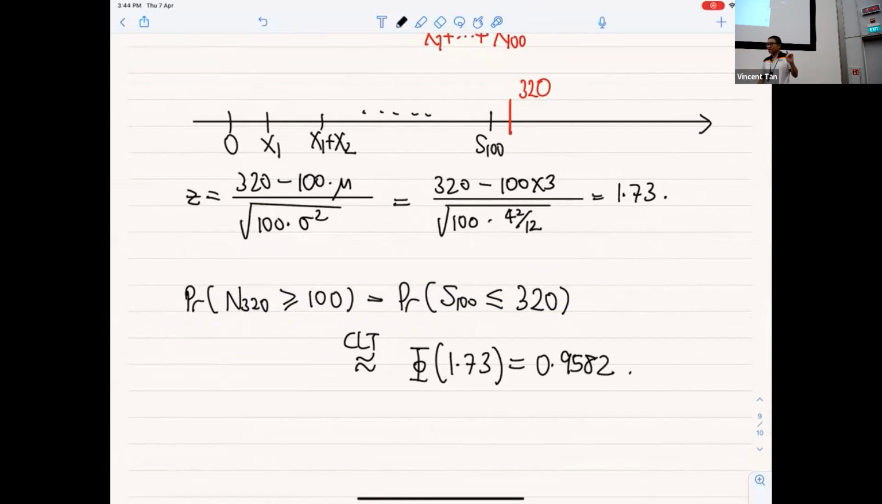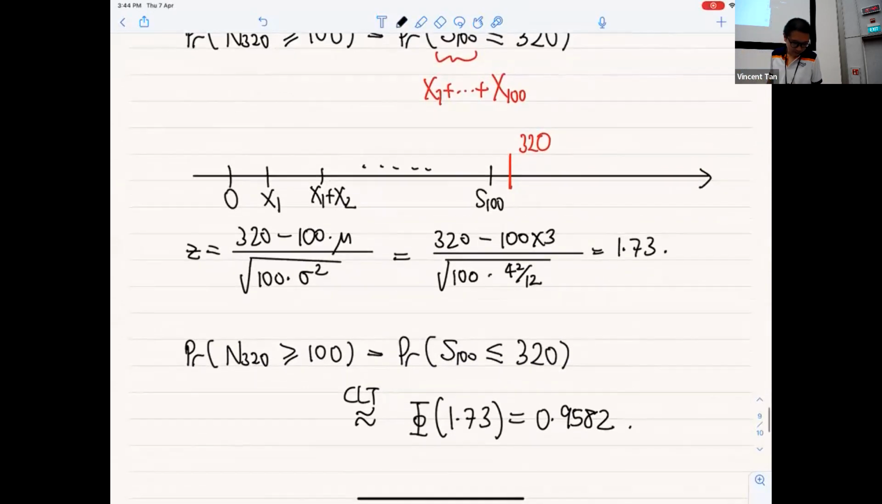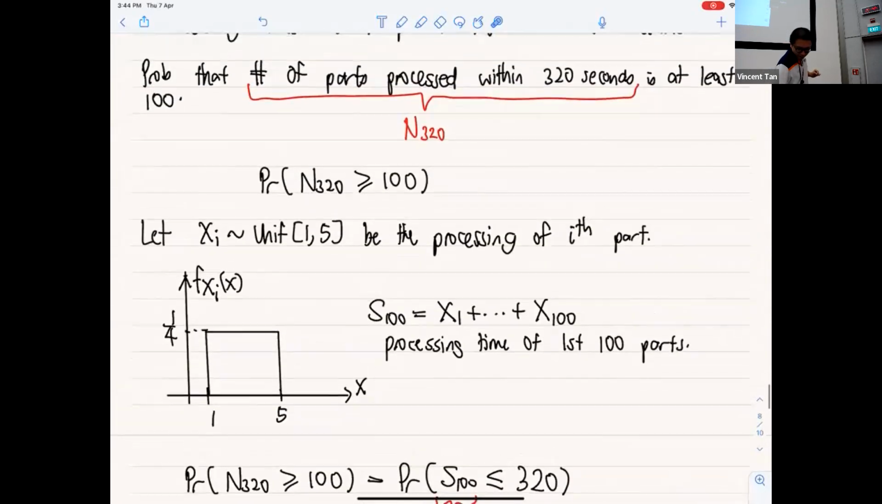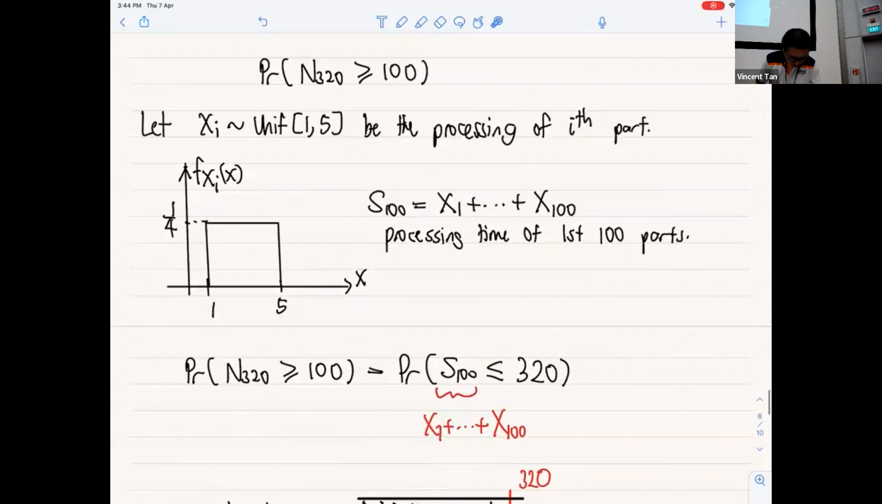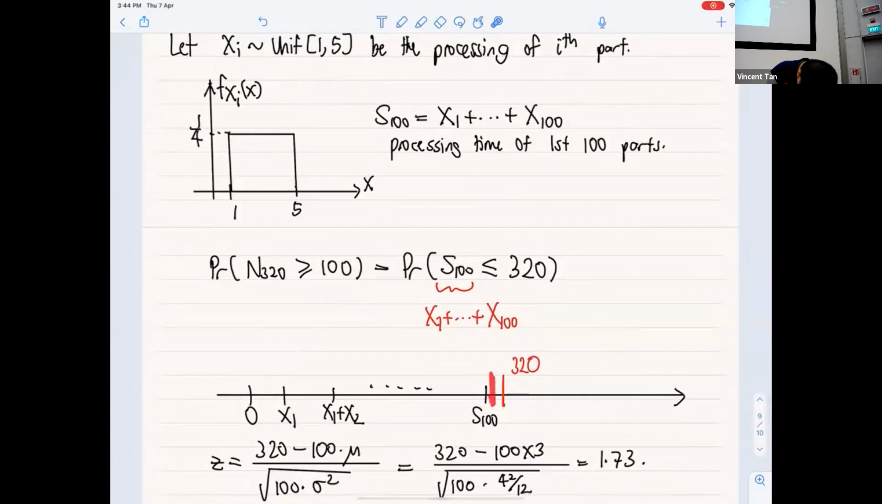You see, this problem is far from easy. If you think my class is easy, you are wrong, because even I have to think here. You have to refer to this picture here. If 320 is here, we have not serviced 100 parts yet. We are interested in the following probability in English: the probability the number of parts processed within 320 seconds is at least 100, which means 320 must be here. If it's here to the right of S100, we are good. Understand?